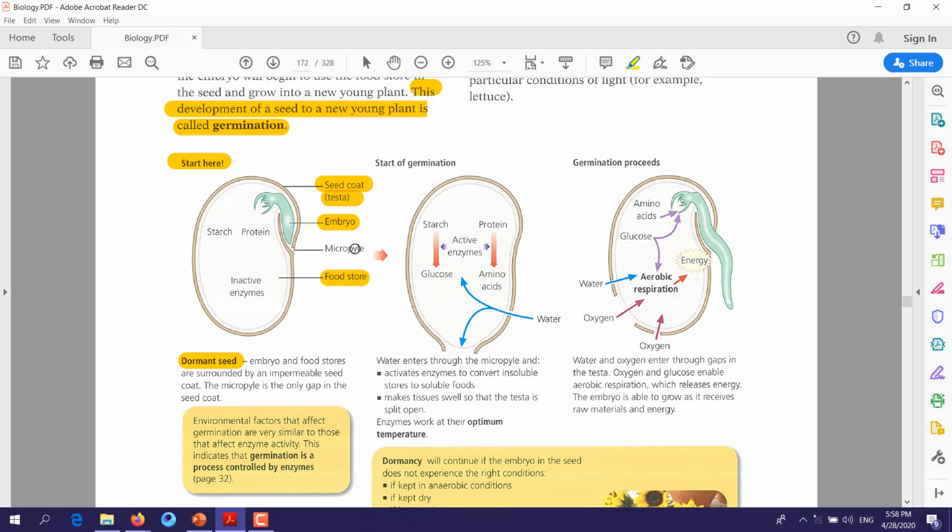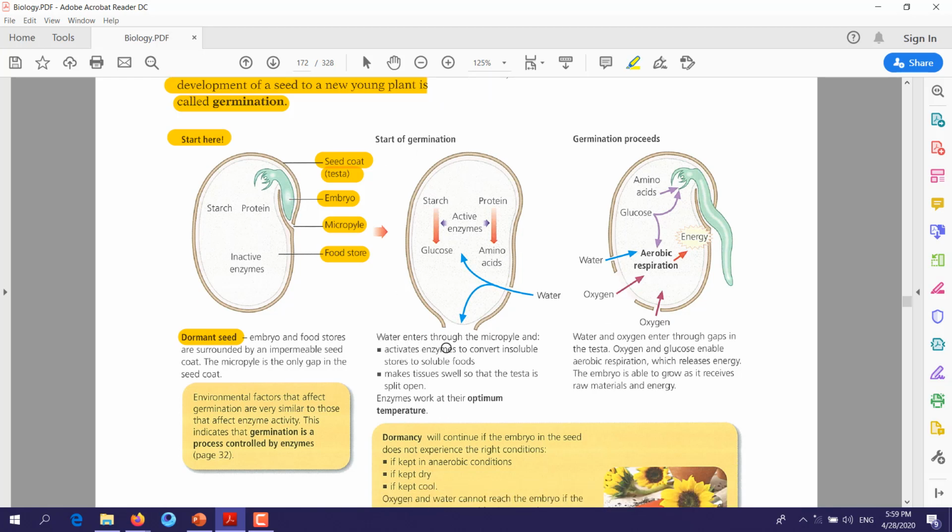What will happen? The water will start entering the seed through this part. We call it the micropyle. The micropyle is a small opening in the seed coat. So what will happen now? Water enters through the micropyle and activates enzymes to convert insoluble starch to soluble. What are these insoluble starches converted into soluble?